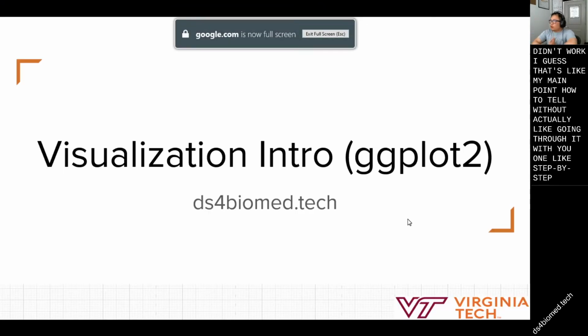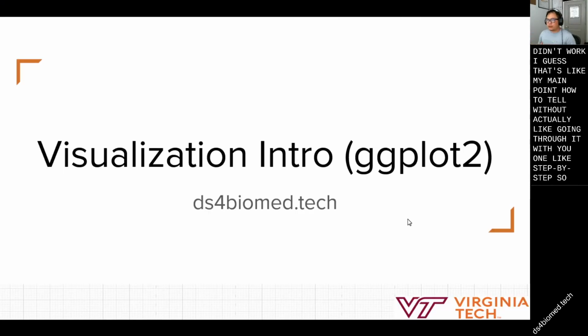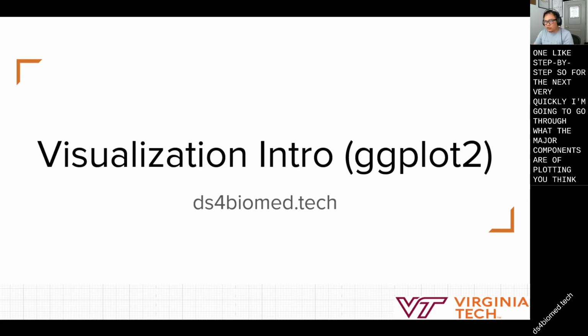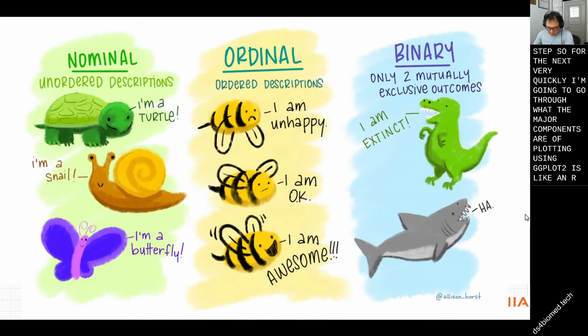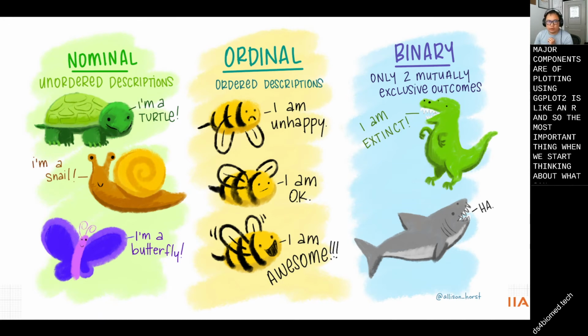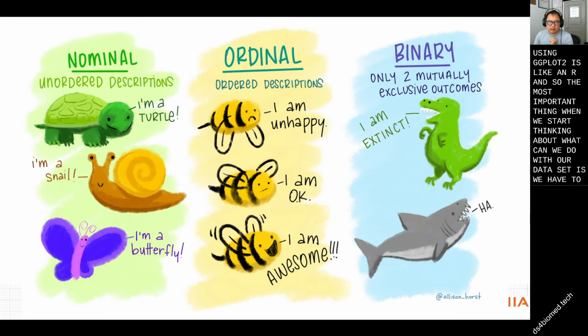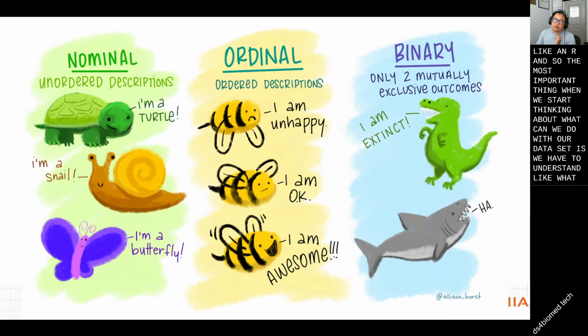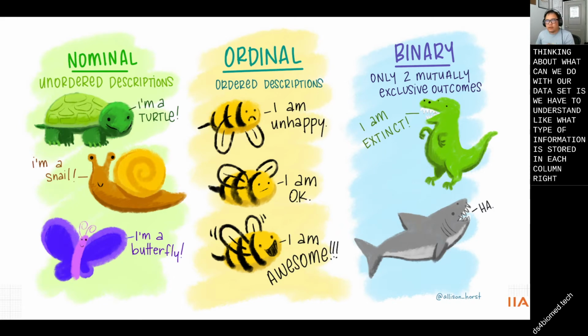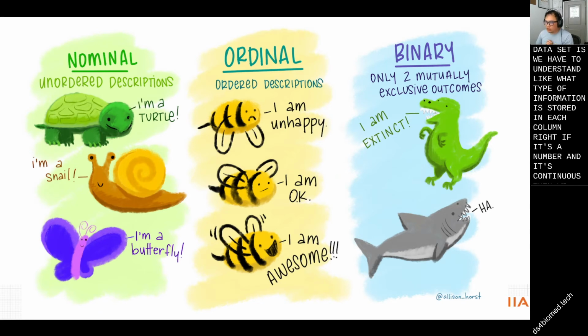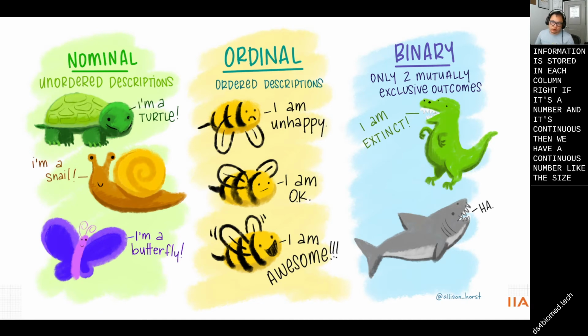Okay. So for the next part, very quickly, I'm going to go through what the major components are of plotting using ggplot2 in R. And so the most important thing when we start thinking about what we can do with our data set is we have to understand what type of information is stored in each column, right? If it's a number and it's continuous, then we have a continuous number like the size of our tumor in our tumor data set example.